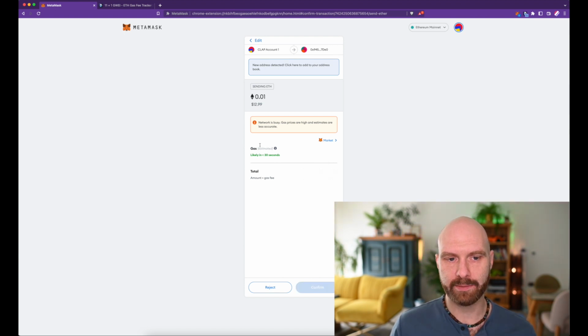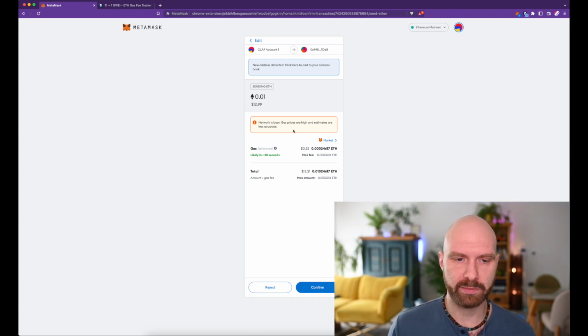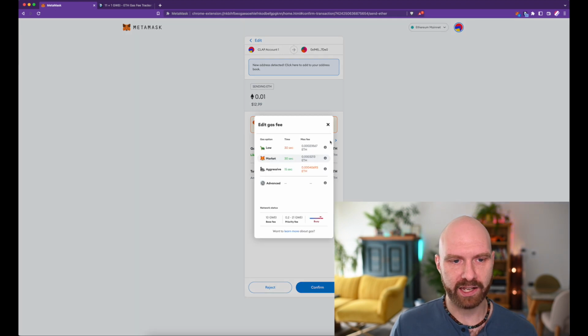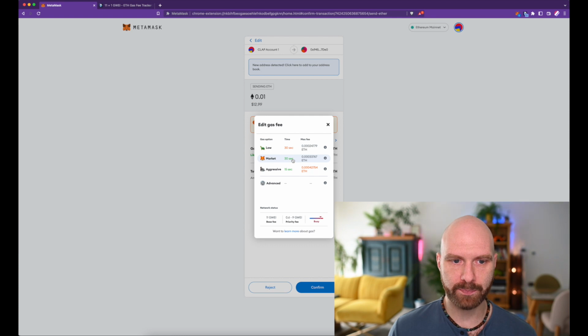So we can see here the estimated gas, and of course that keeps updating as the network or the prices change. I'm not sure why it says that the network is busy. At the moment, the network definitely is not busy, but never mind. And here you can click on this Fox icon, and it will give you a few options: low, market, and aggressive. Market is the default option, and as you can see, it's expected that it will take about 30 seconds to process this transaction.